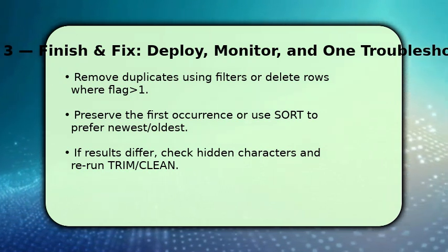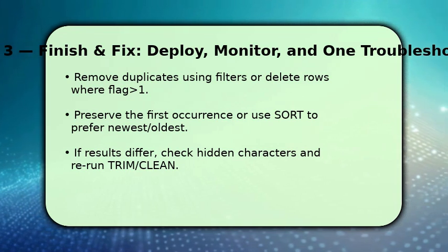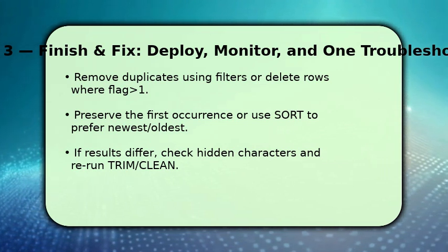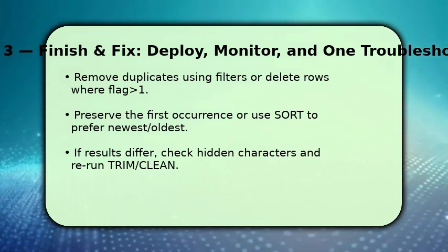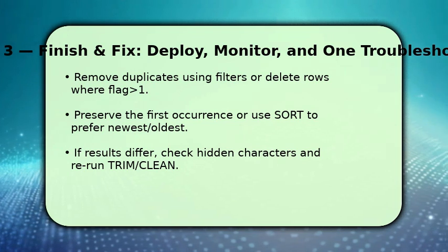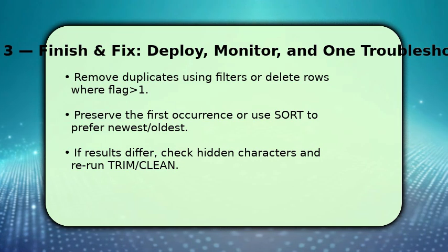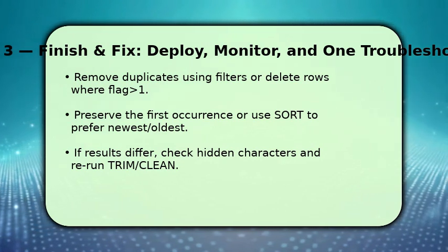Once done, validate by counting unique values with =COUNTA(UNIQUE(range)). If numbers don't match expectations, inspect for hidden characters. Rerun TRIM and CLEAN, then reapply normalization. A single unseen character can prevent duplicates from matching, so don't skip that step.